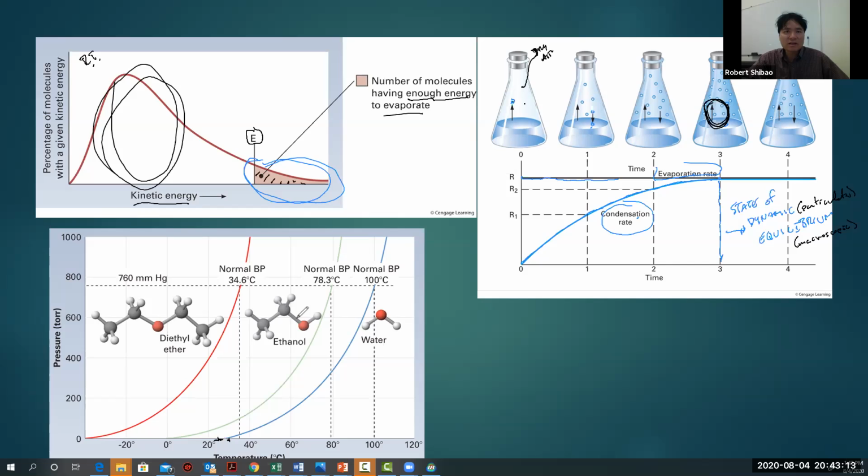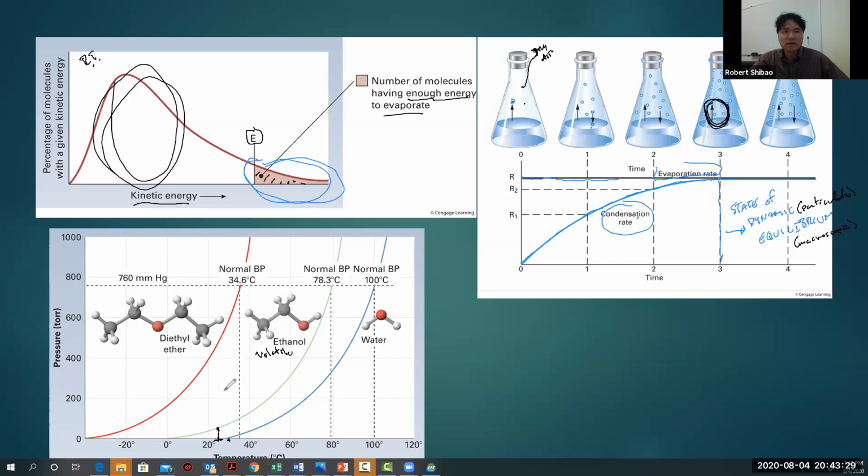But there are more volatile things like ethanol. Ethanol vaporizes a lot easier. So there's going to be a lot more ethanol vapor at room temperature. And so this is what we call volatile. Ethanol is volatile.